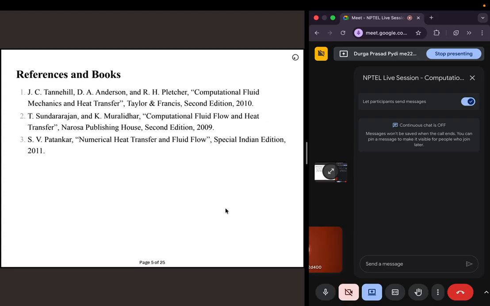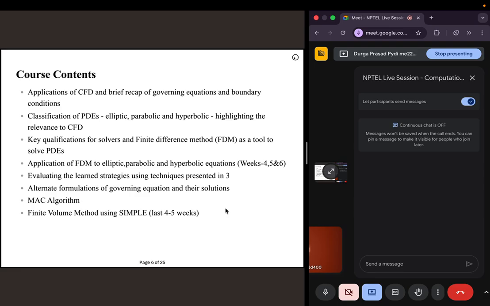These are the reference books on the course website, and I would personally be using the last one for these sessions. Regarding the course contents, in the first week we discussed the governing equations and boundary conditions. Last week we discussed PDEs, gave examples of different kinds of PDEs, their physical relevance, and how they are relevant for CFD solvers. This week we will be focusing on finite difference solvers: what the qualifications for solvers are, and a technique called the finite difference method, which we will elaborate in some detail. Before getting into that, do you have any questions about this week, or any other questions in general?